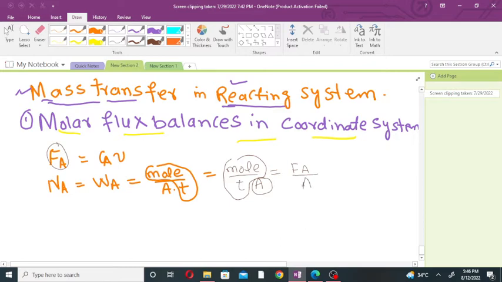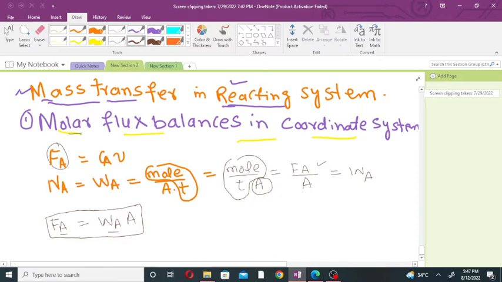So Fa divided by the area is equal to Wa. We can also denote the molar rate of component A as equal to the molar flux of component A multiplied by the area through which component A is transferring. So this is the relationship between molar flux and the molar flow rate.